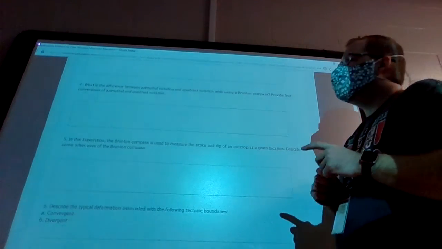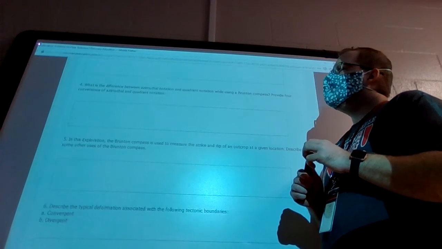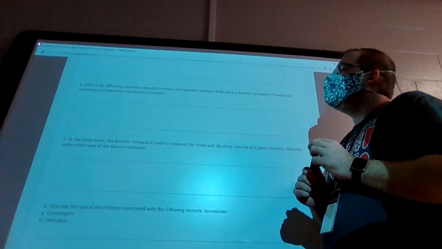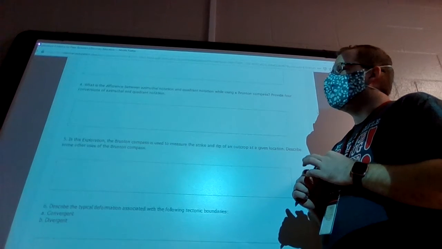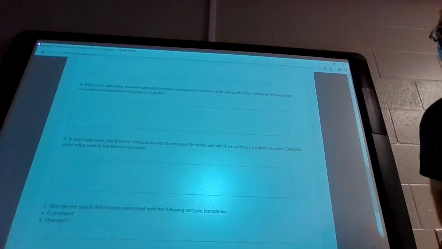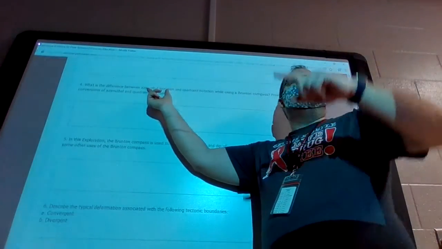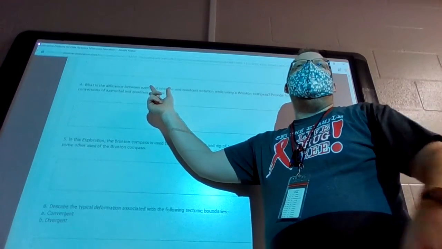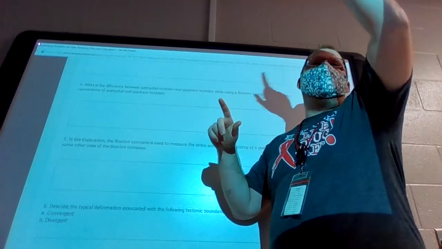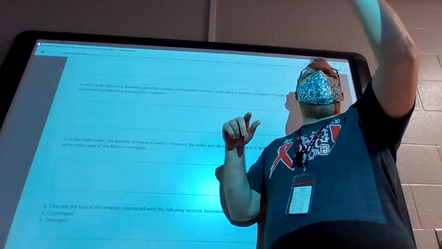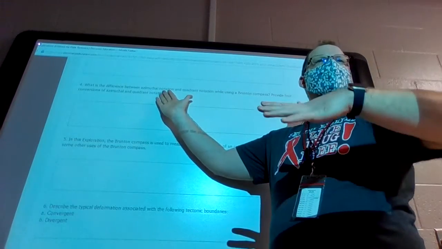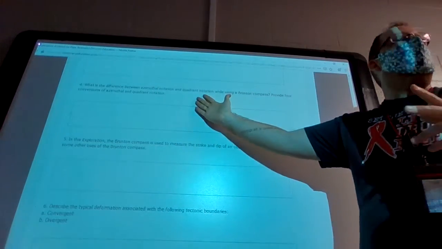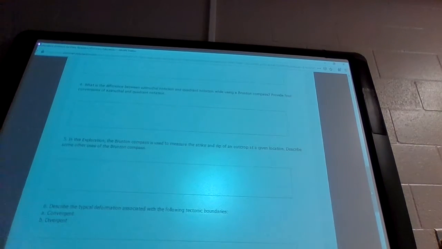Number 4. What is the difference between azimuthal notation and quadrant notation while using a Brunton compass? Provide 4 conversions of azimuthal and quadrant notation. So here we go. Azimuthal is going to be a full 360 degrees. So if I spin around all the way from north, all the way through all the directions back to north, I've gone 360 degrees, right? That's azimuthal. So it goes from 0 to 360. Quadrant notation is the one where they separate it into the north, south, east, west quadrants.